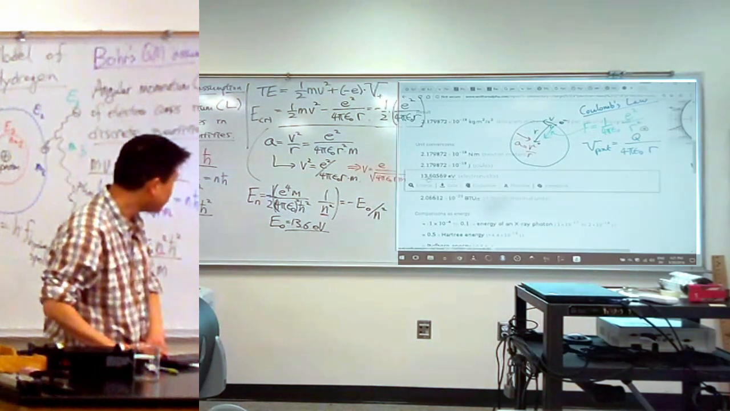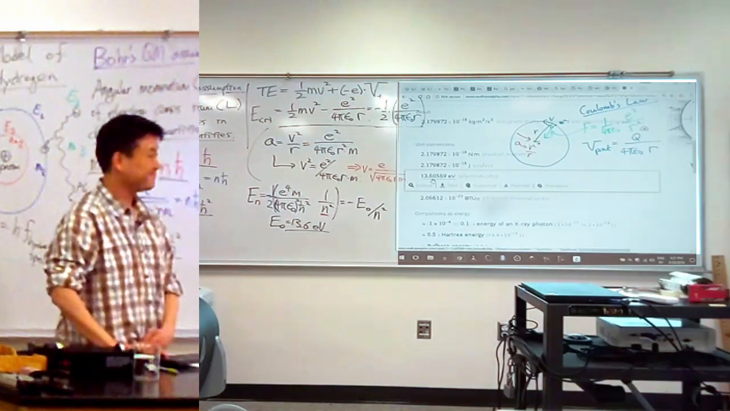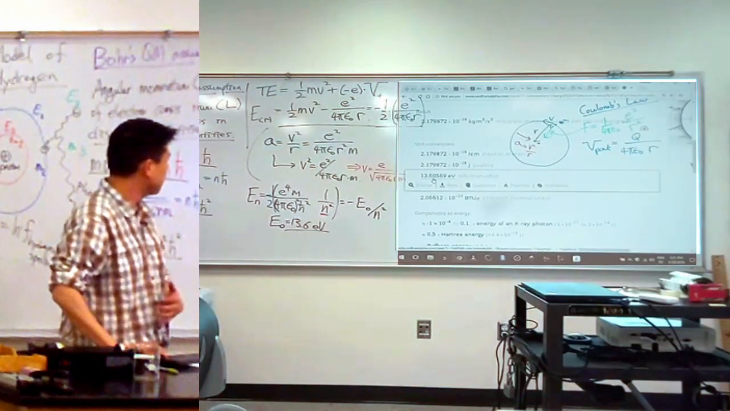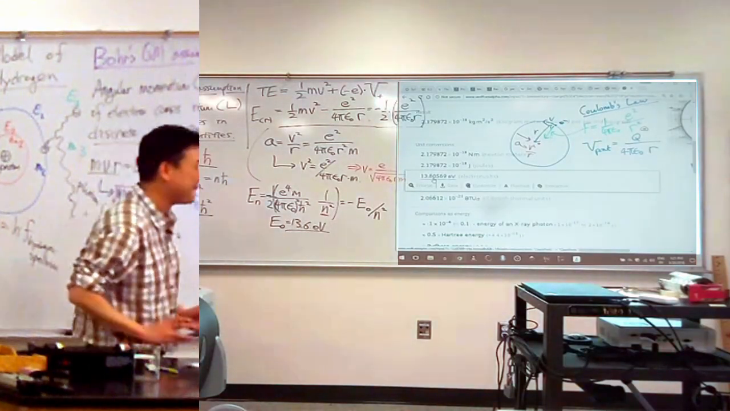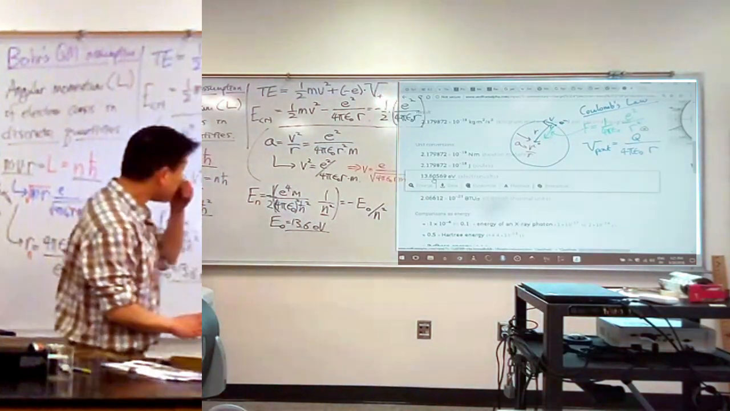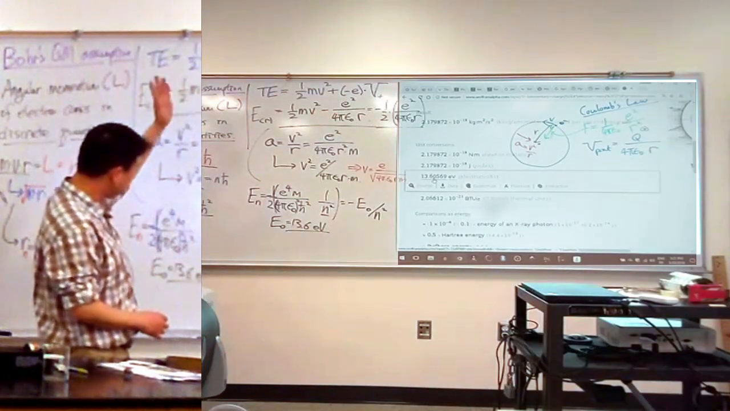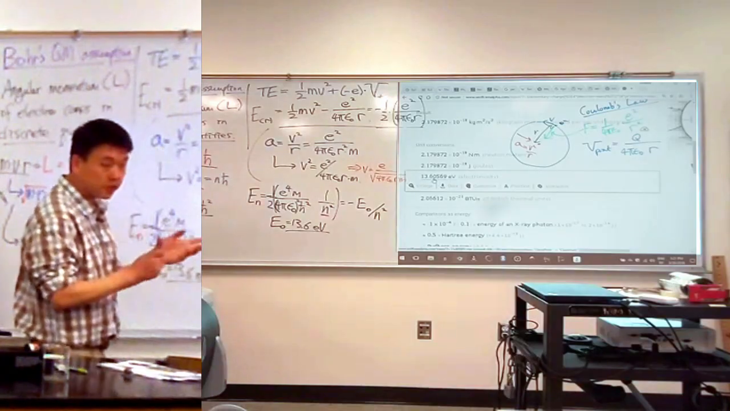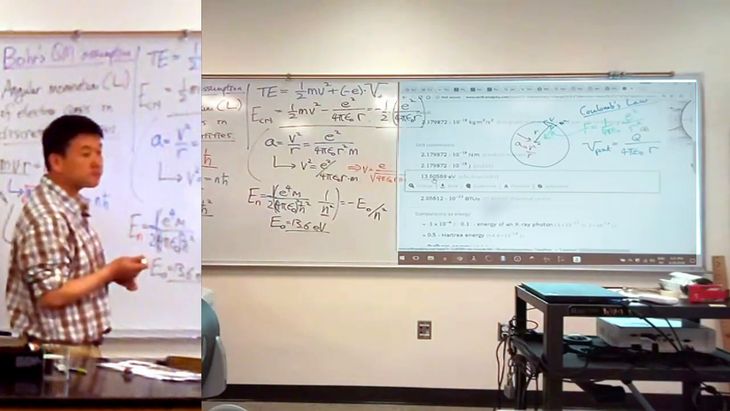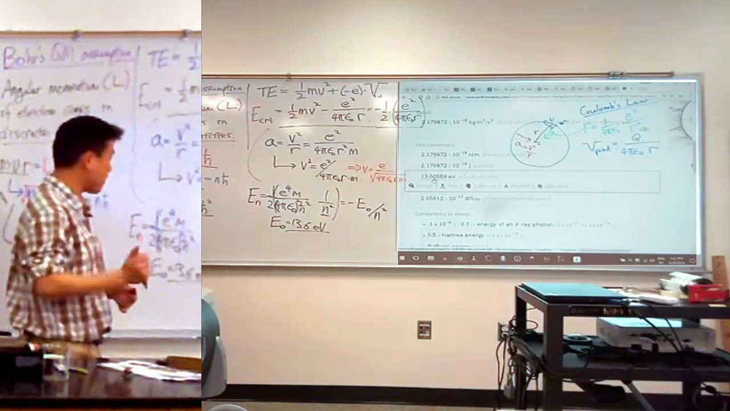In electron volts, it's 13.6. Nice. I guess it's not exactly round, but a nice number to memorize. So this is really the key feature that we are looking for. That is verified by experiment.